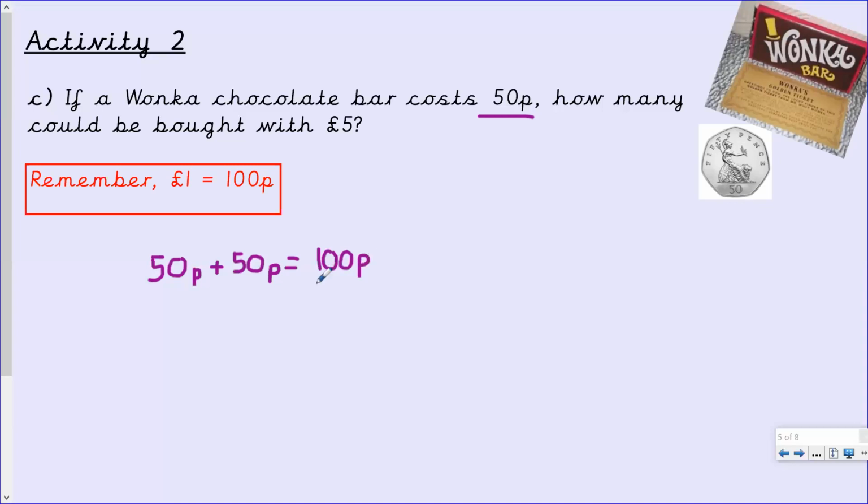What do we know about 100 pence? Well, we know that 100 pence is equal to £1. So 50p plus 50p equals 100 pence or £1. Can you use this information to help you figure out how many bars of chocolate could be bought with £5? Make sure you show your working out clearly on your piece of paper.